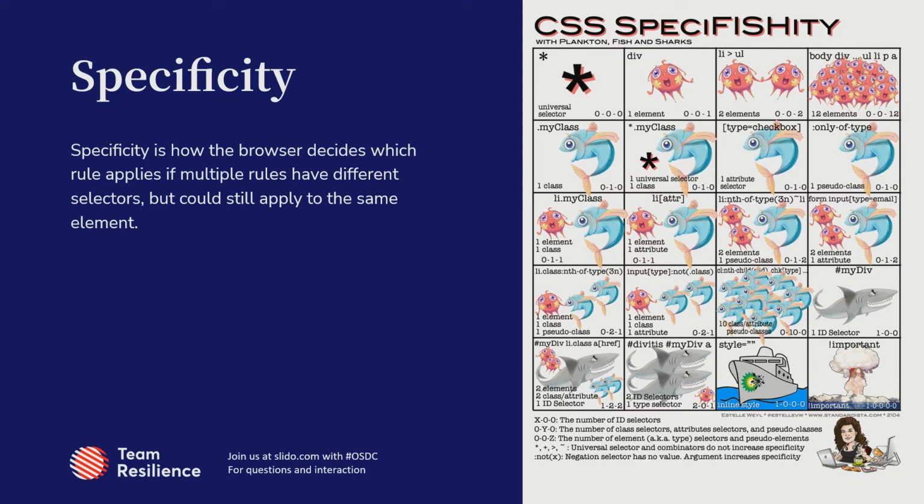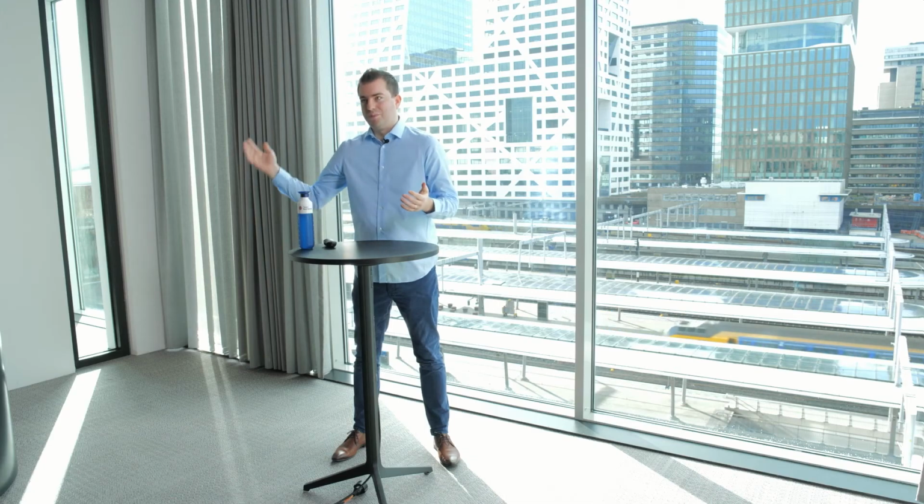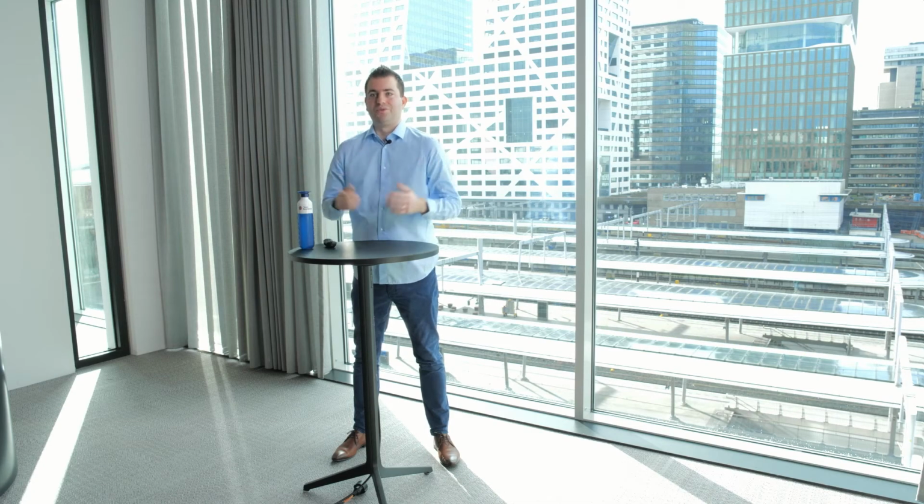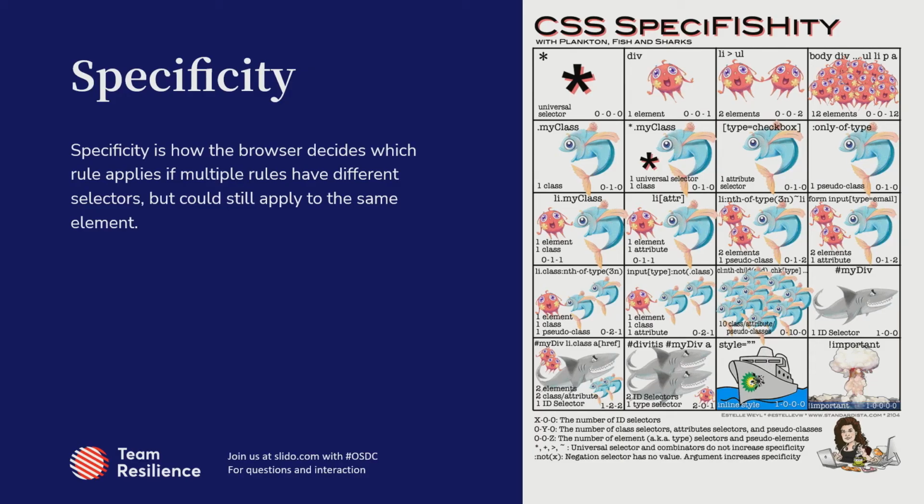Of course, you can combine those. So you can add multiple elements. So you see the list item and the unordered list next to each other. And then you have two element selectors, which will get a value of 2 times 1 is 2. Of course, this can be done multiple times. You can get a whole swarm of plankton, which I think in the example are like 12 of them. So those are the HTML elements, the lowest value.